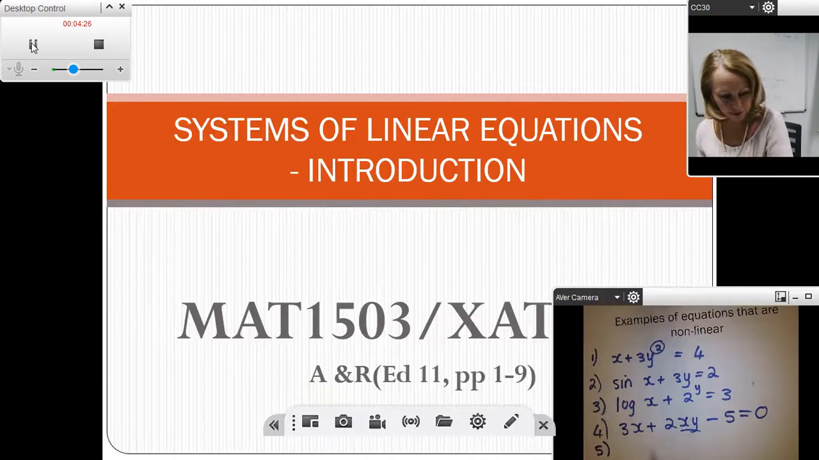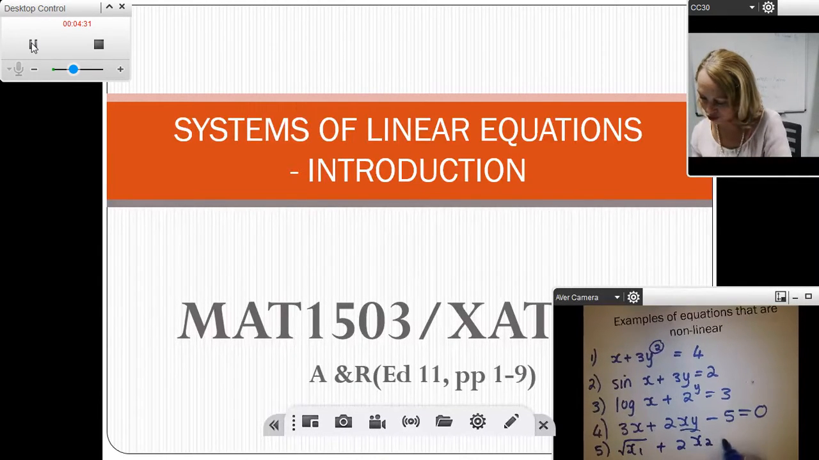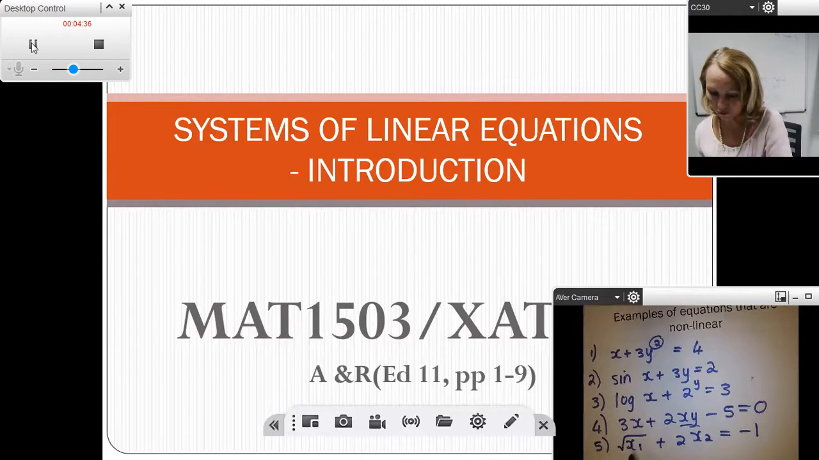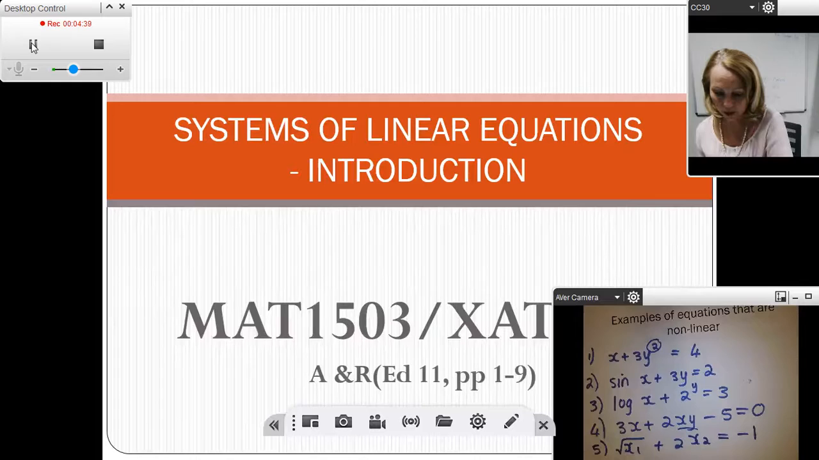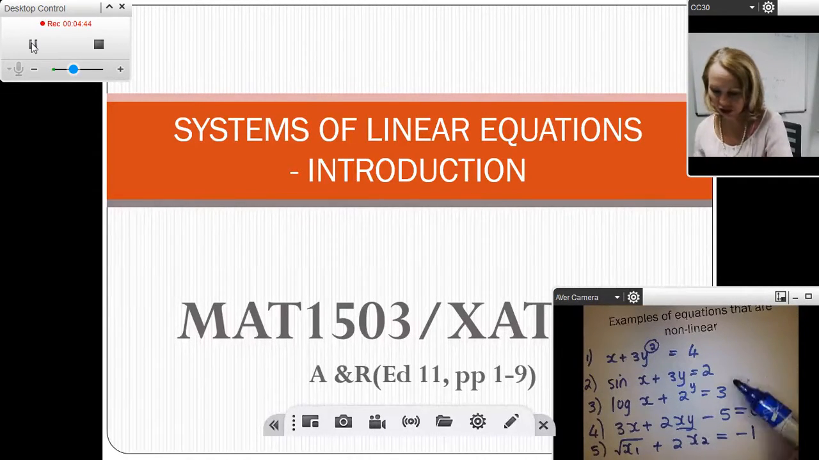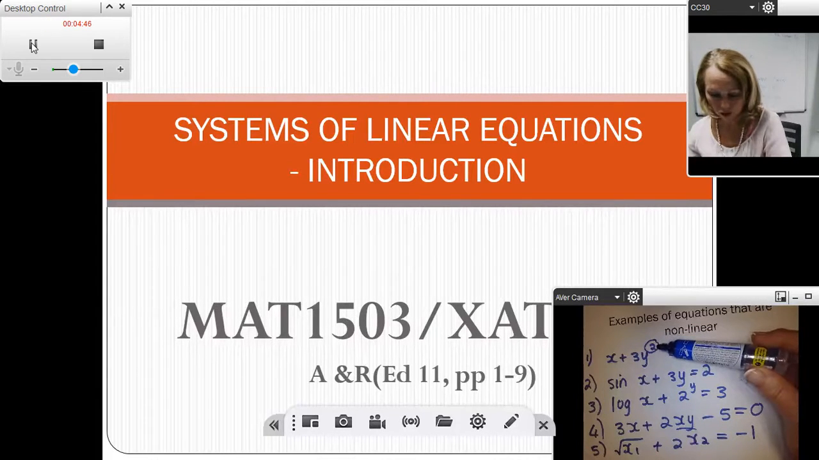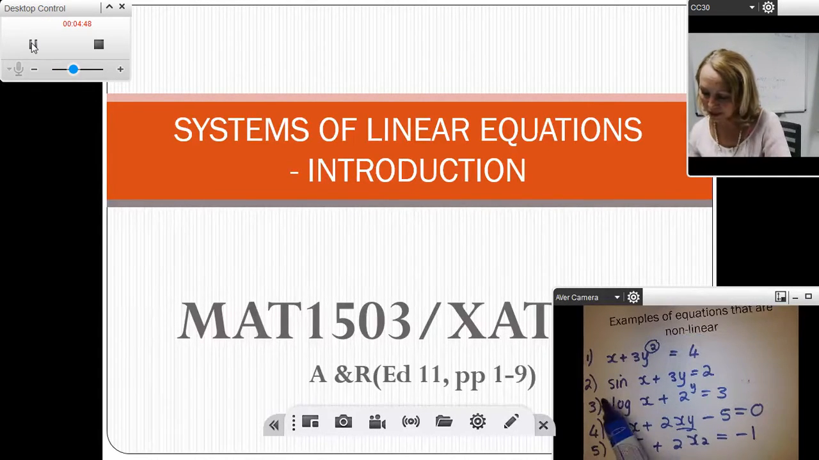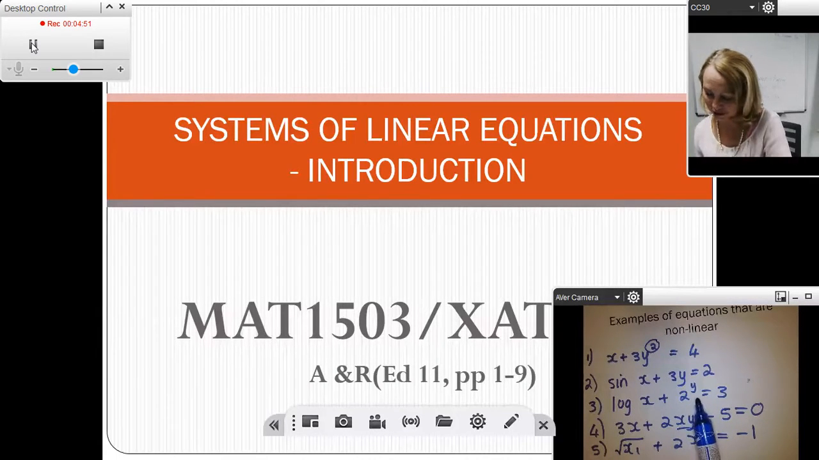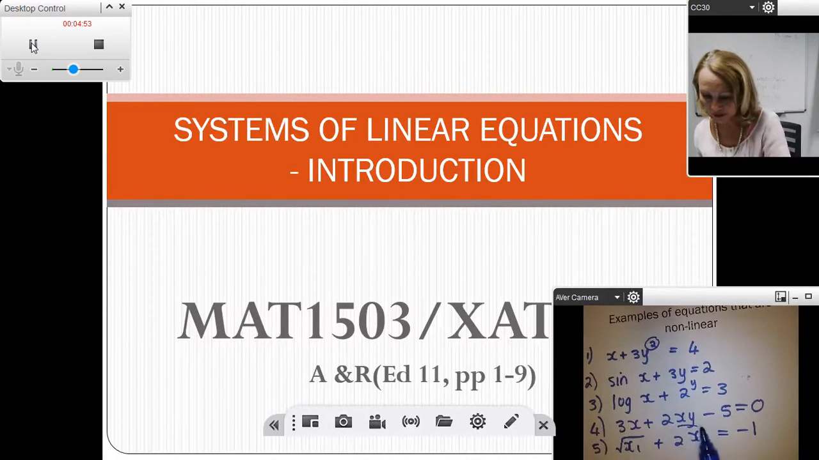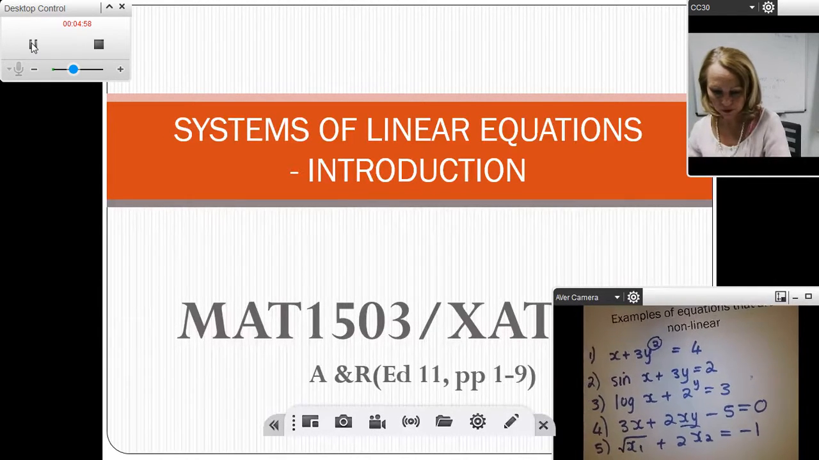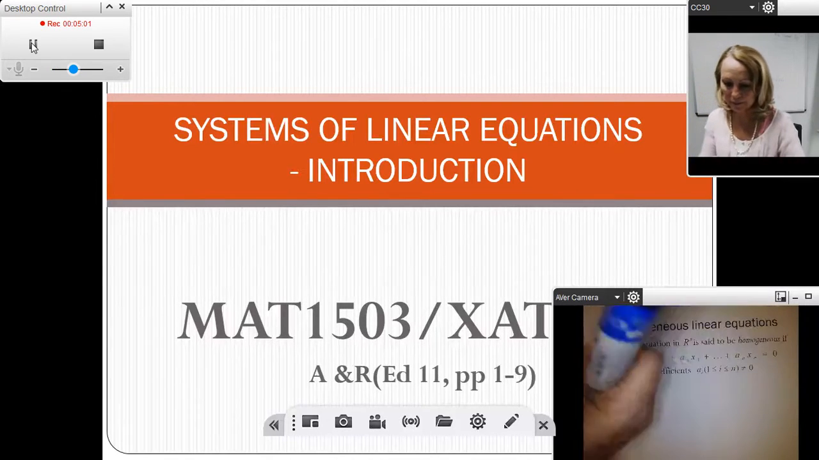Let's take another example where we have roots: root x1 plus 2x2 equals negative 1. Where there's a root involved for the variable, the equation is also said to be non-linear. So there are some classifications then. The power may not be greater than 1, and trig functions, log functions, exponential functions, products of variables, and roots of variables make the equations non-linear.